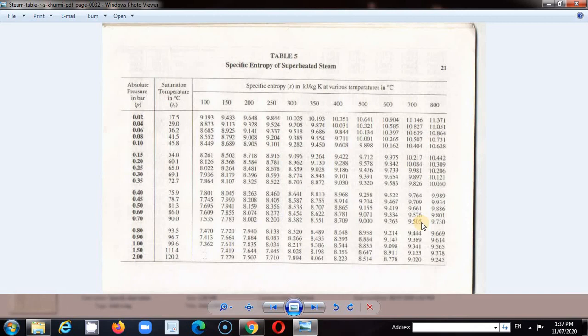So in this way, with the help of the superheated steam table, you will get all three values: specific volume, specific enthalpy and specific entropy for superheated steam. It is very easy to calculate those values as compared with the saturated condition. For the saturated condition, we have to consider all the sensible values as well as the latent values, but here there is no need of finding all those values. Directly you will get the values of the specific enthalpy, entropy and specific volume.